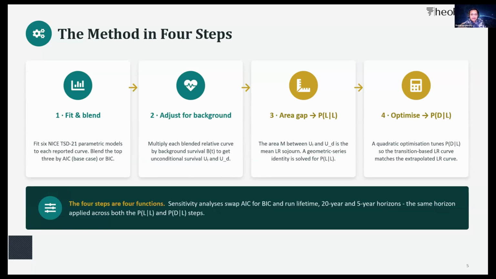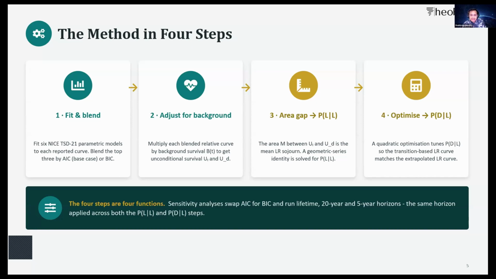After that, we put the background mortality into it. Then we turn the area gap into the escape probability. Like what I told you, if you plot those two curves, the area between the curves is basically the probability of staying in the LR state. Then step 4 is basically to solve for the local to distant rate.